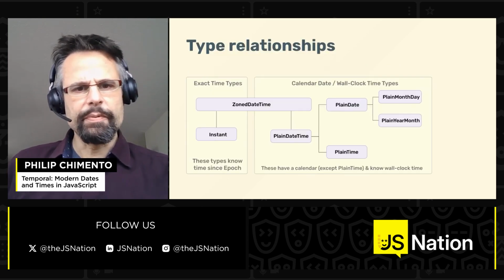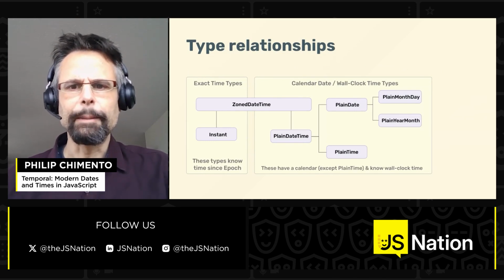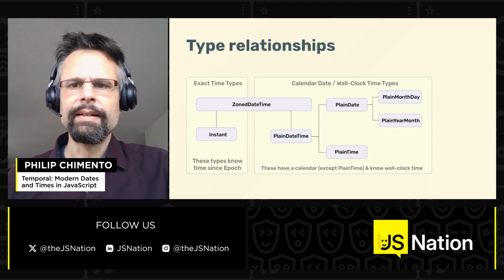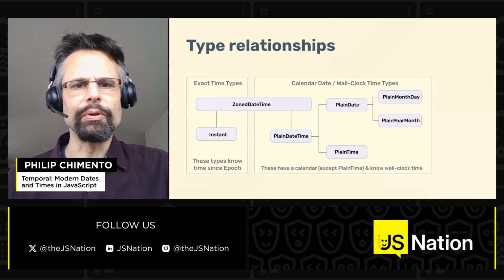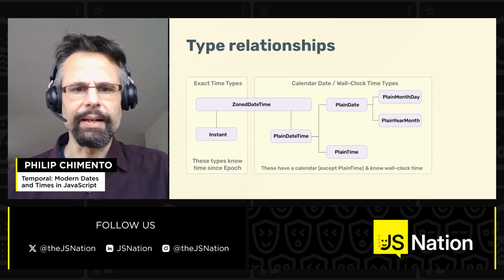So here's the relationships between all the types. This diagram is taken from the temporal documentation. You can see there the two types on the left that know the exact time, instant and zone date time, and there are the other types on the right that know the wall time. Zone date time spans both categories because it knows both the exact time and the wall time.